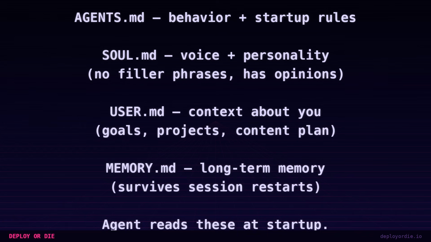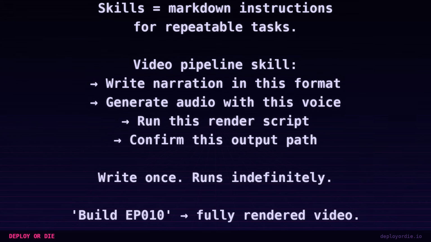The agent reads these files at startup. It knows who you are, what you're building, and how you want to be talked to before you've said a single word. Skills are markdown files with precise instructions for specific repeatable tasks.